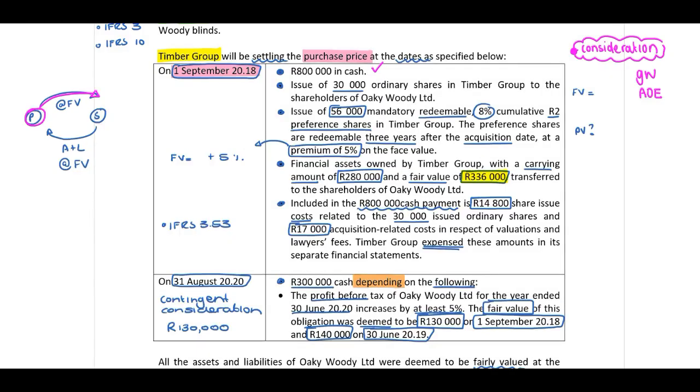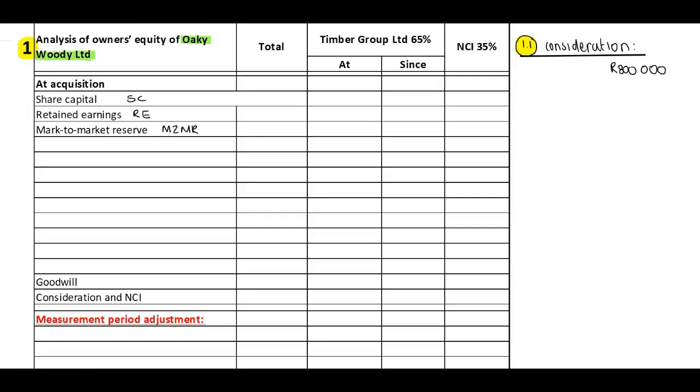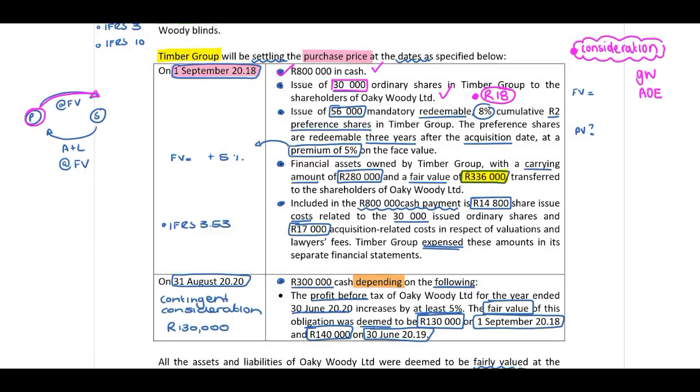Next bullet point, issue of 30,000 OG shares in Timber Group to the previous shareholders of Oaky Woody. Now guys, 30,000, when you refer to the additional information at the bottom of your script, you will remember they've indicated to us that the fair value is 18 Rand. Therefore, in our calculation, we have the 30,000 shares times 18 Rand, and this is an amount of 540,000. Tick off first, second bullet point.